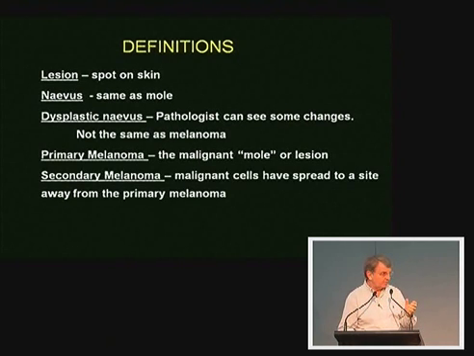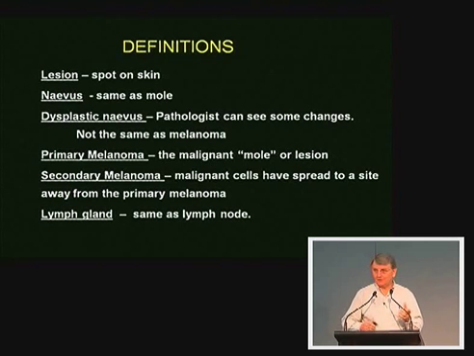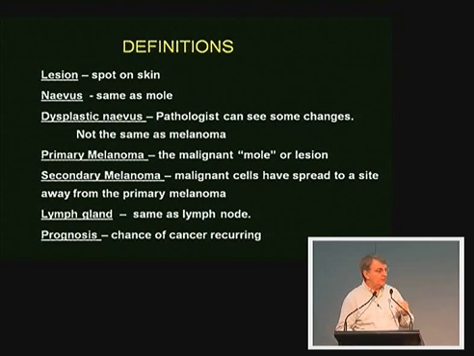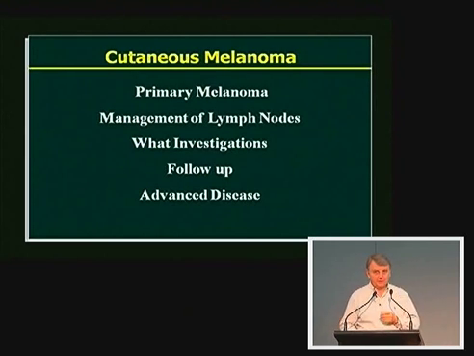And a secondary melanoma is when the cells from that primary have spread to a site away from the primary site. A lymph gland is the same as a lymph node, and they're collections of lymphocytes that live in different regions. We've got them all over our body, but in particular relevant to this discussion is the neck, the armpit or axilla, or in the groins. And prognosis is the chance of being cured or the chance of the cancer recurring. So bad prognosis means the risk of it coming back is high. Good prognosis means the risk of it coming back is low. So let's get on with it.